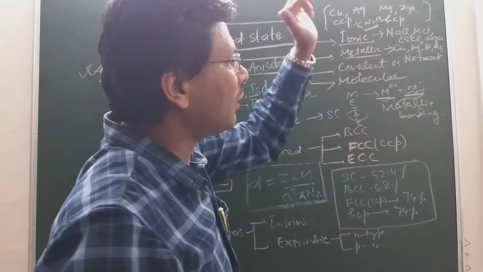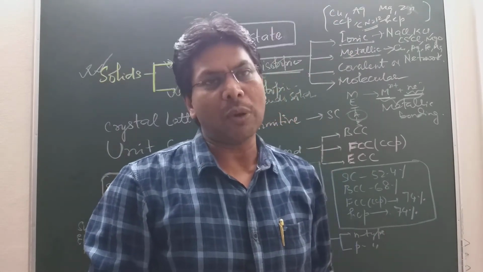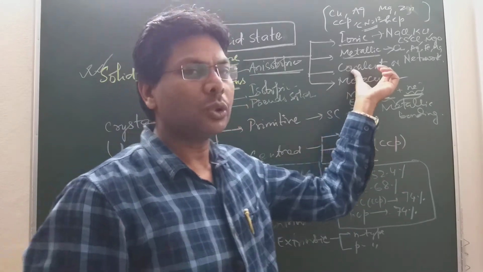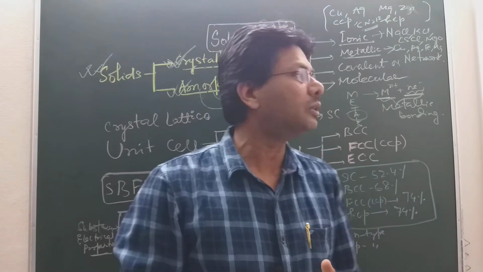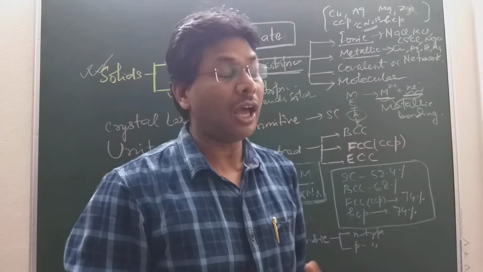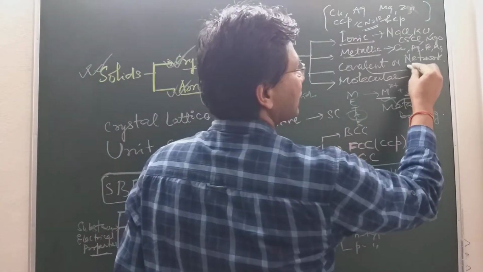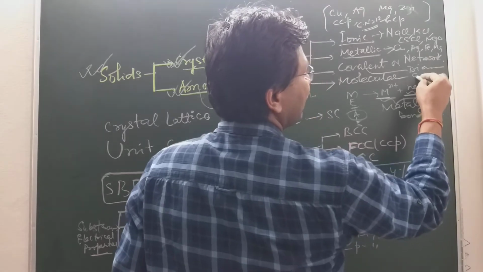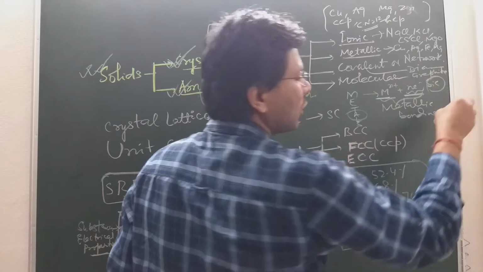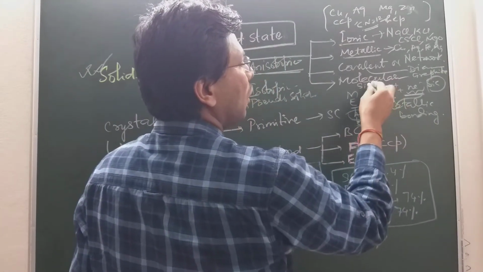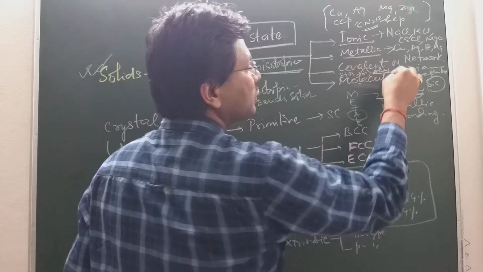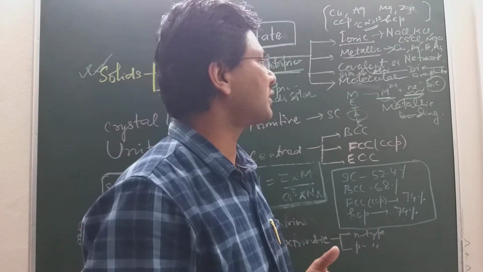Now coming to covalent or network solids: non-metals form covalent bonds. As we know, covalent bonds are formed by mutual sharing of electrons between participating atoms. These covalent molecules are giant 3-dimensional molecules. Some examples of covalent solids are diamond, graphite, silicon carbide, also called carborundum, silica SiO2, silicon, as well as aluminum nitride. These solids are covalent, and they have a giant three-dimensional structure.